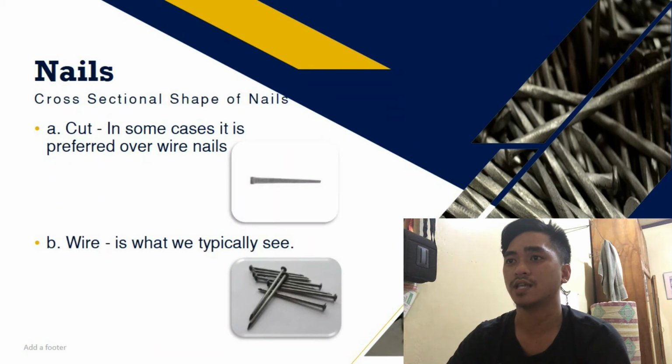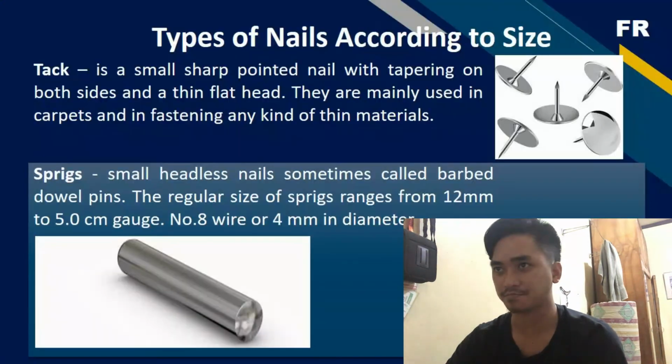So the cross-sectional shape of nails. First one is the cut nail, which in some cases is preferred over wire nails. Next is the wire nail. Wire is what we typically see. It is usually what we use in construction, what we normally see in some of the constructions.